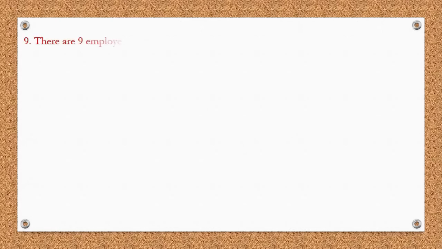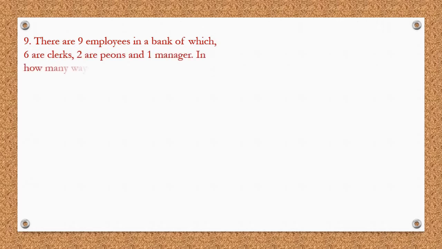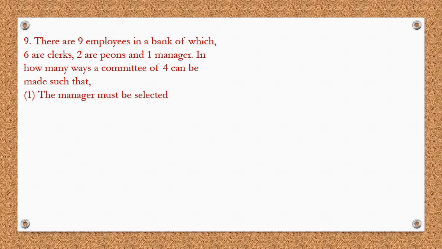Question number 9. There are 9 employees in a bank, of which 6 are clerks, 2 are peons, and 1 manager. In how many ways can a committee of 4 be made such that? First question, the manager must be selected. Now there is one manager, and every time we must select that manager. So that means 1 out of 1 manager will always be selected.